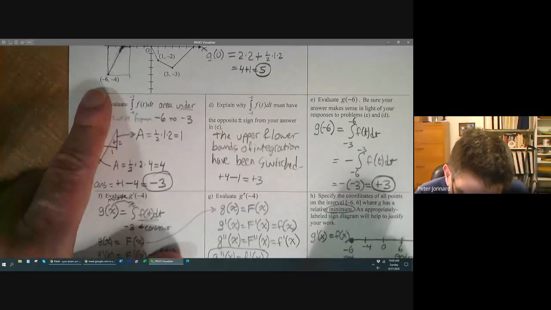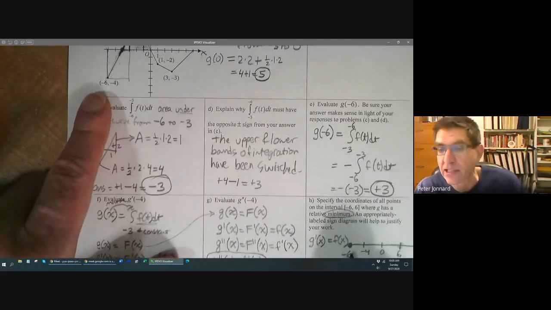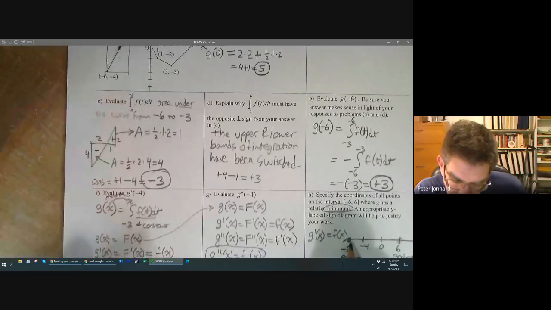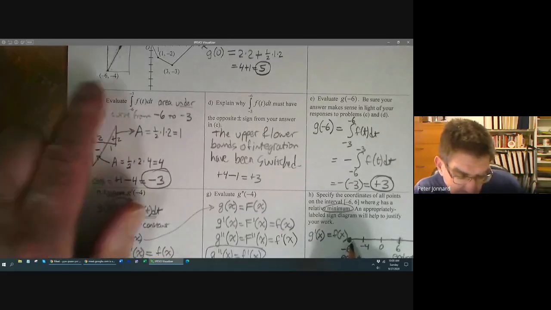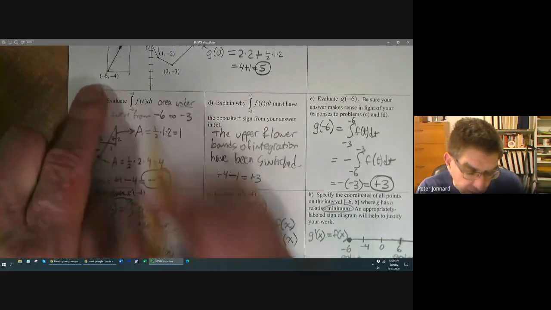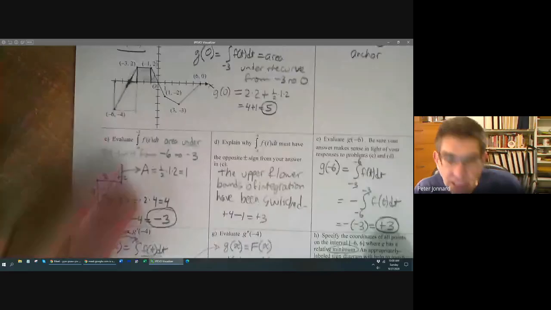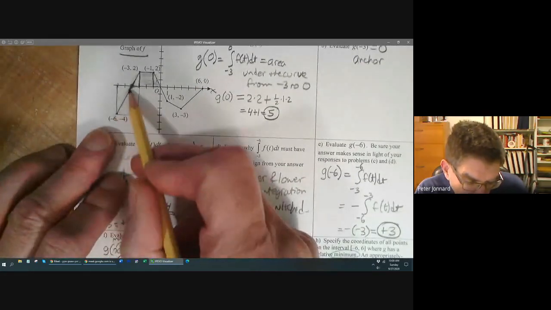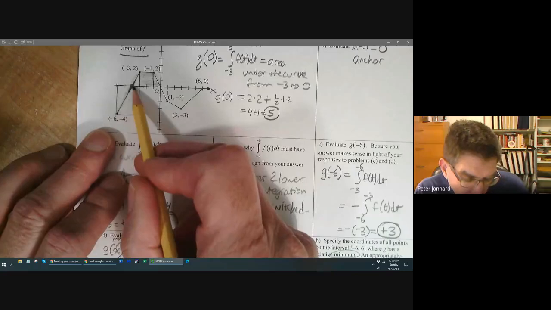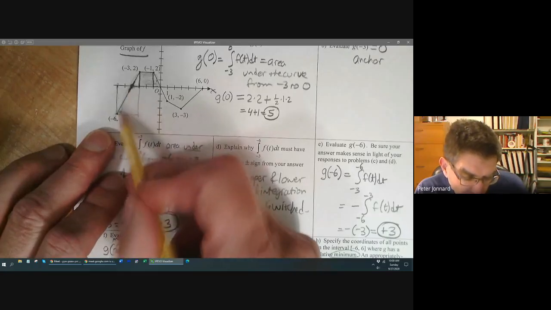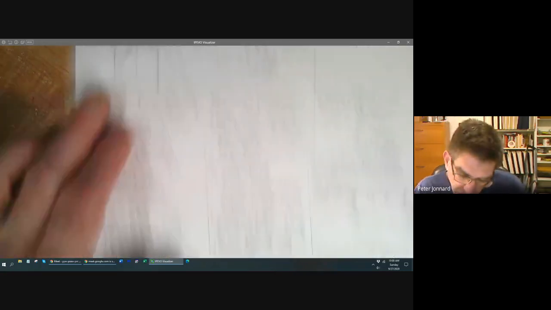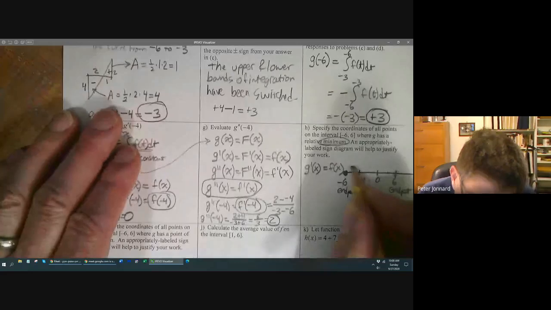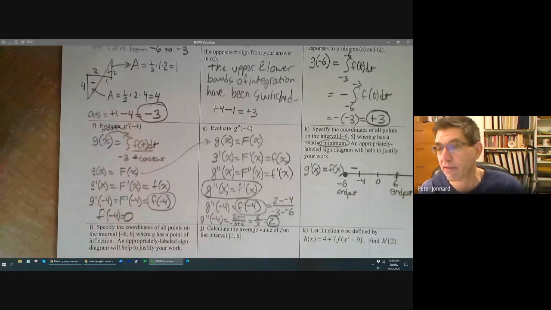That's an endpoint. And I want to be careful that I'm not saying on my sign diagram that the slope is 0 there, because f of x does not equal 0 there. Okay, so then the next thing is to just look at the sign of f between -6 and -4. This is below, so it takes on a negative value. So f of x is negative between -6 and -4.